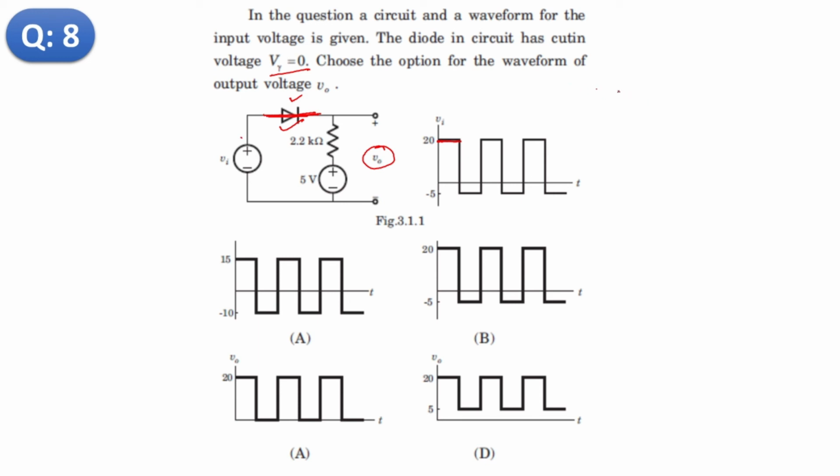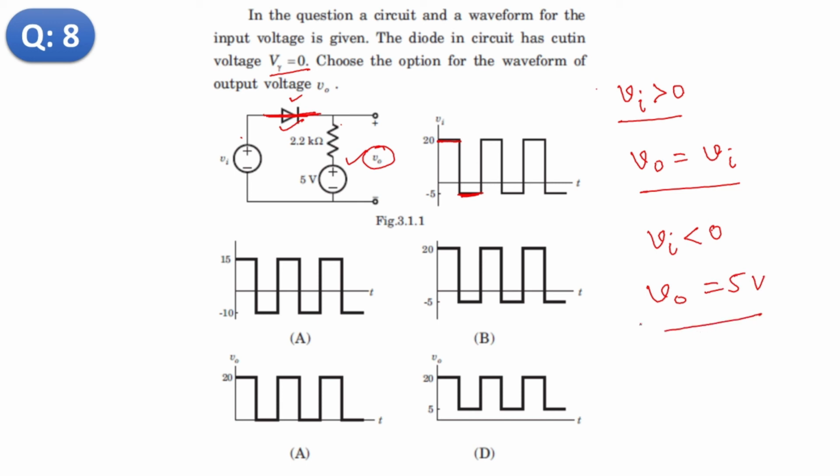So for Vi positive, this output voltage is equal to the input voltage. And in this case, where Vi is negative, that means it will behave like an open circuit. Open circuit means there is no current, so we can say the total voltage, the open circuit voltage, is equal to 5 volt. So if Vi is less than 0, the output voltage is equal to 5 volt. So from the options we can choose the correct answer.